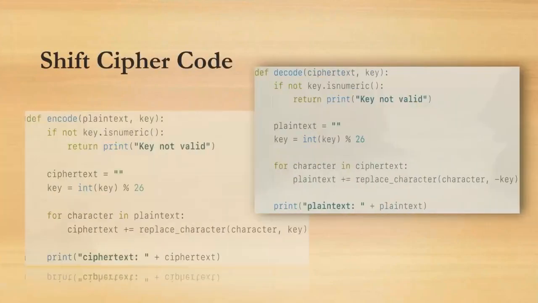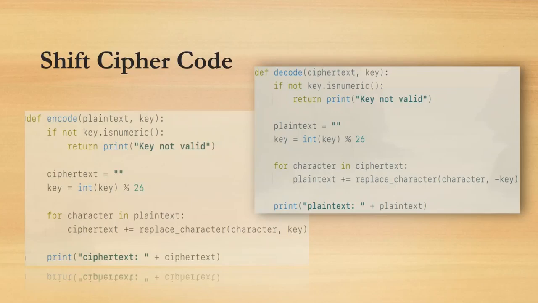Now for this part, there are two parts: encode and decode in the Caesar cipher code. In the encode part, if the key is not numeric, the message will show that the key is not valid. Then the ciphertext will be empty, and the key will be divided by 26, and the plain text will be returned in character, and the main encoding part will convert plain text into ciphertext.